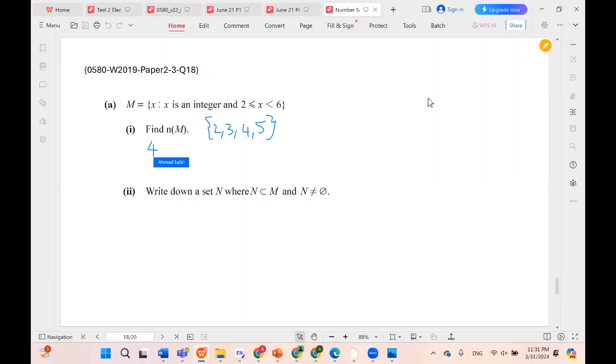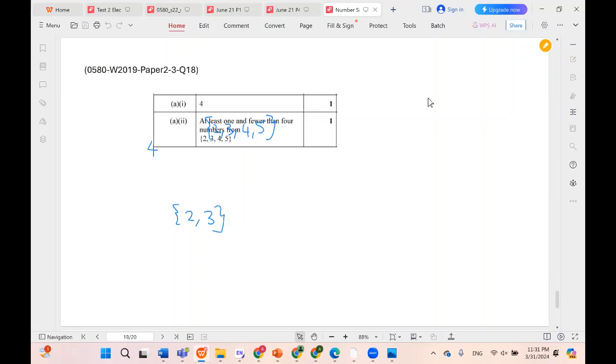In part (ii), we want to write down a set N, where N is a subset of M. So we can simply choose any of the elements, but not all of them. So we can just write 2 and 3, for example, and this would work as a subset. So {2, 3} would be a correct answer here.